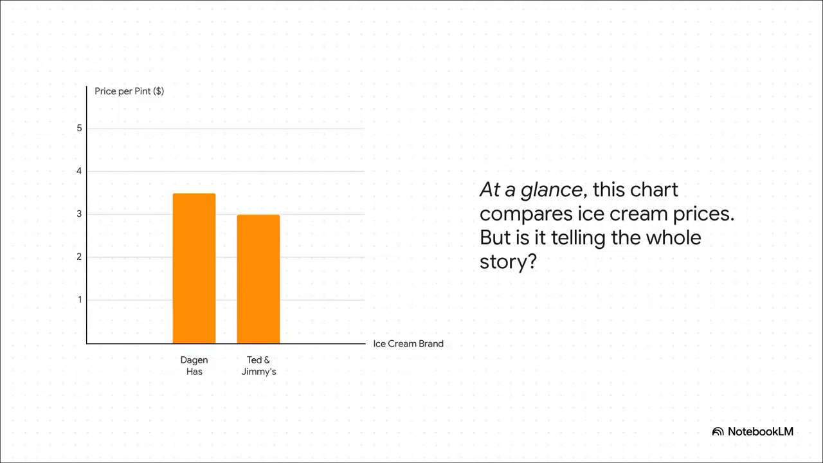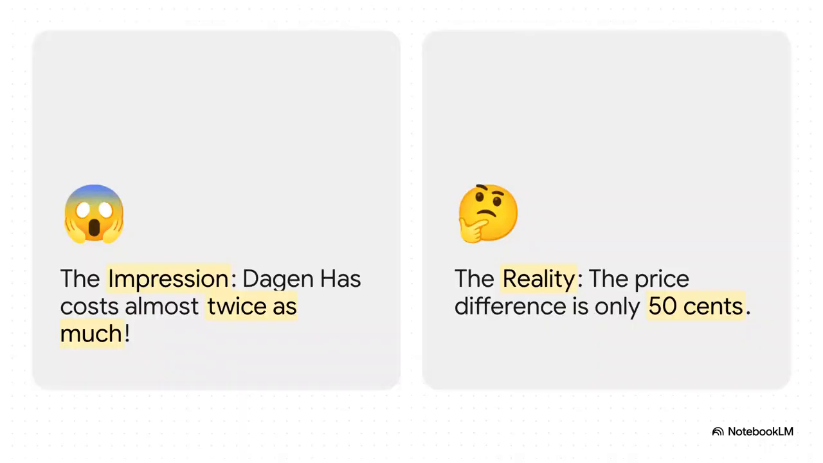But look closer. Look at that vertical axis, the y-axis. It doesn't start at 0. It starts at $2. And that is a classic trick. By messing with the scale, the graph creates this visual impression of a massive difference, when in reality, it's just 50 cents. It's a total distortion of the truth, and it's designed to fool your eye. So, rule number 1, always check the axes.